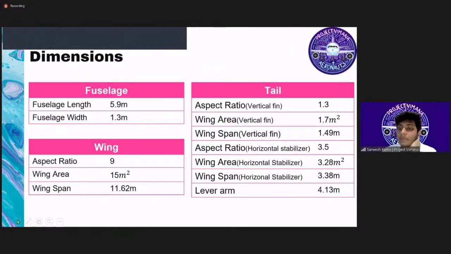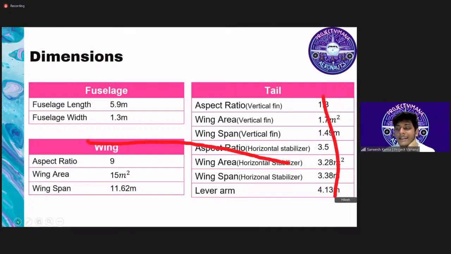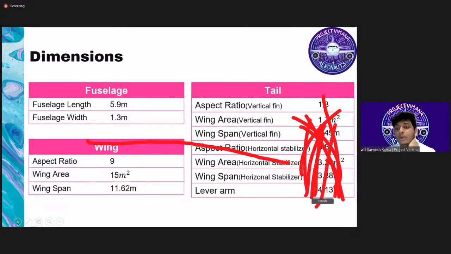So we thought that an aspect ratio and taper ratio of 1.3 and 0.5 for the horizontal stabilizer and 3.5 and 0.5 for the vertical stabilizer would be good. With this, we got our horizontal stabilizer length and area as 3.38 meter and 3.28 meter square, and the vertical stabilizer length and area as 1.49 meter and 1.7 meter square. Thank you.